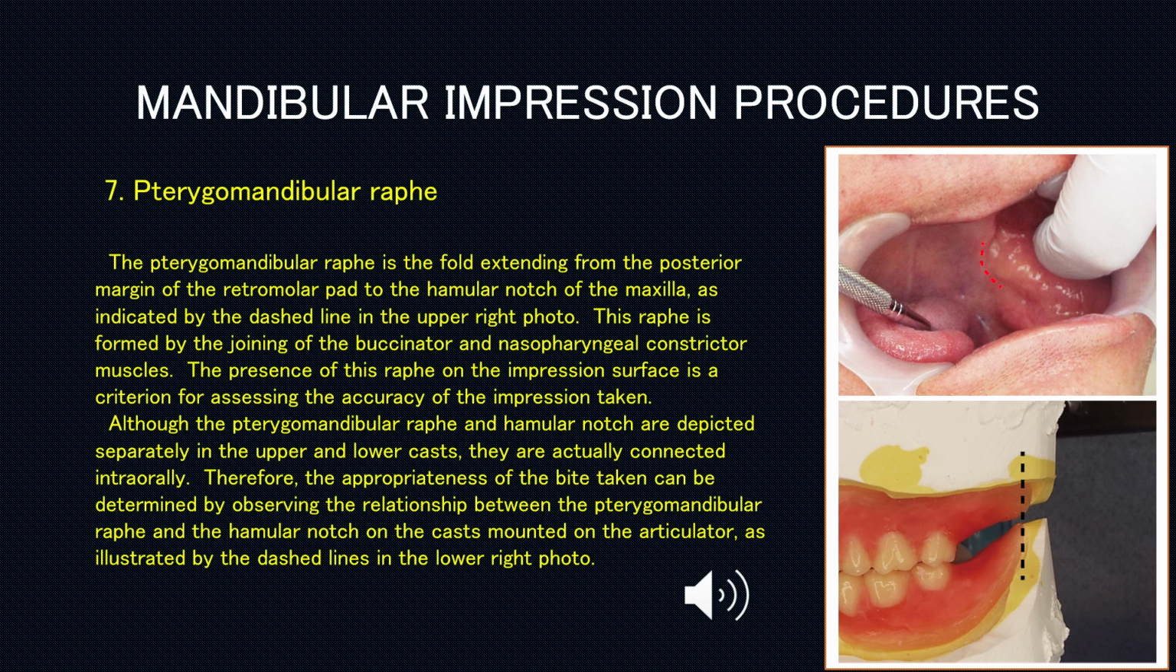Although the pterygomandibular raphe and hamular notch are depicted separately in the upper and lower casts, they are actually connected intraorally. Therefore, the appropriateness of the bite taken can be determined by observing the relationship between the pterygomandibular raphe and the hamular notch on the casts mounted on the articulator, as illustrated by the dashed lines in the lower right photo.